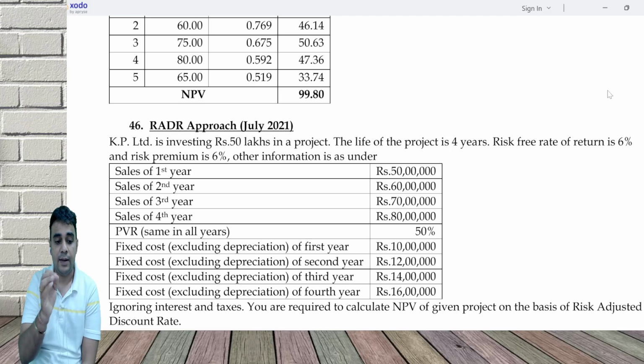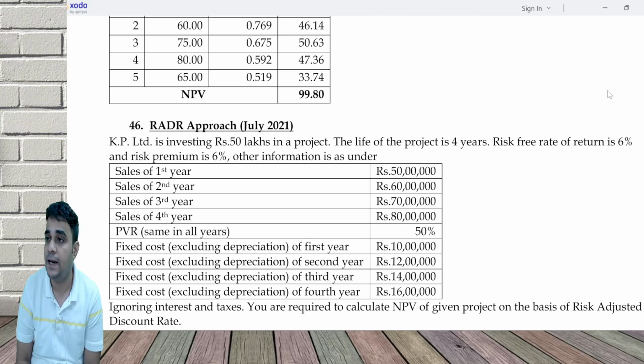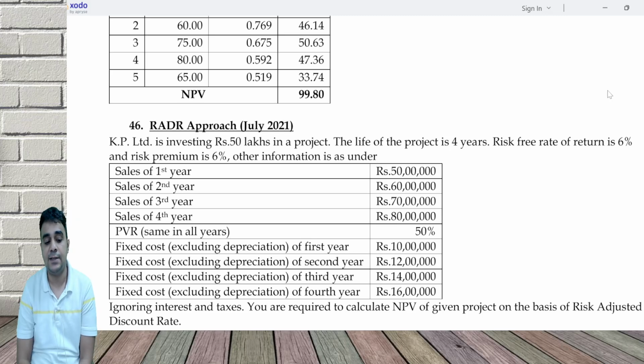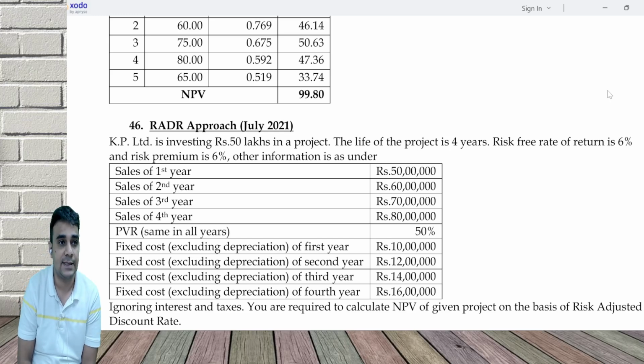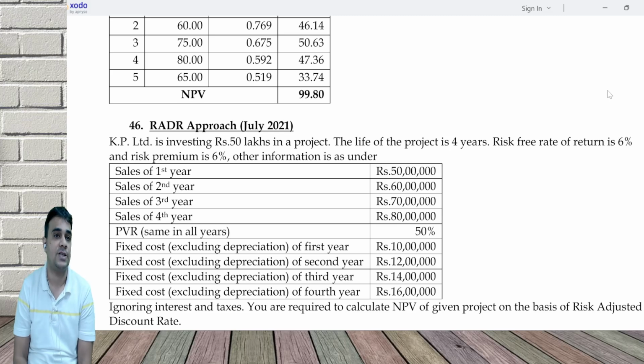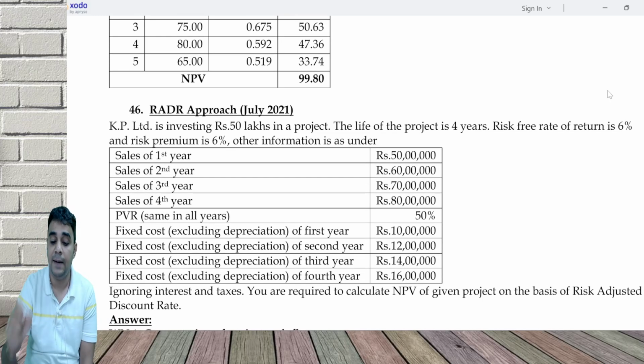Then KP Limited is investing rupees 50 lakhs in a project. Life of the project is 4 years. Risk-free rate is 6%. Sales of first year, second year, third year, fourth year, PVR, fixed cost. Ignore interest and taxes. Moment you ignore tax, depreciation will also be ignored. You are required to calculate NPV based on RADR approach. What is the risk adjusted discount rate in this? 6 plus 6, 12%.